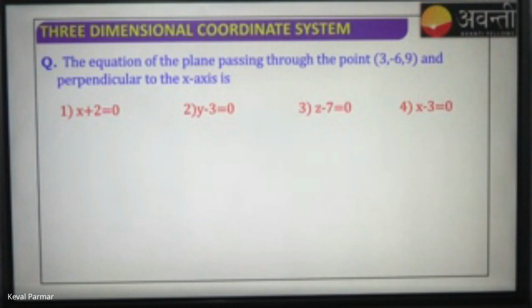The equation of the plane passing through the point and perpendicular to the x-axis. What does it mean by perpendicular to the x-axis?